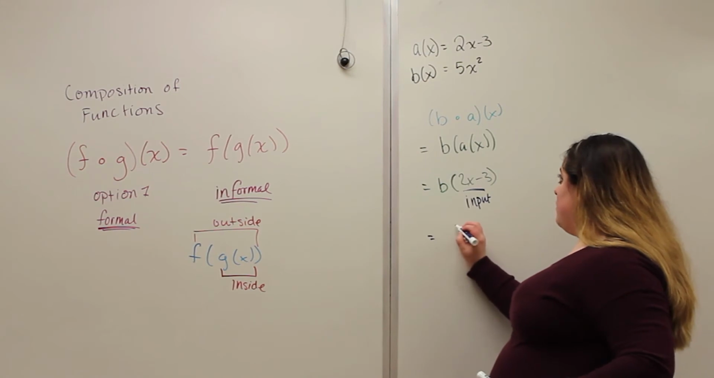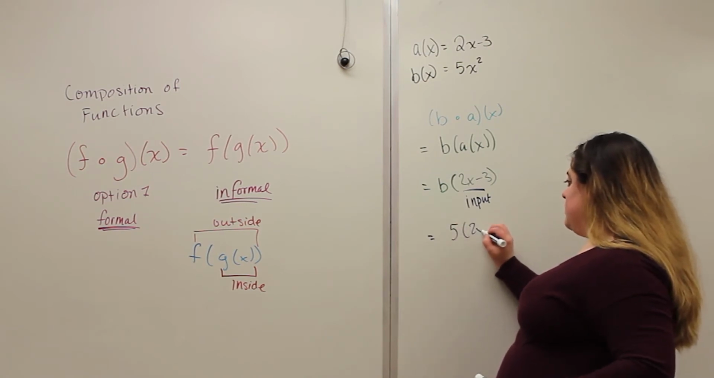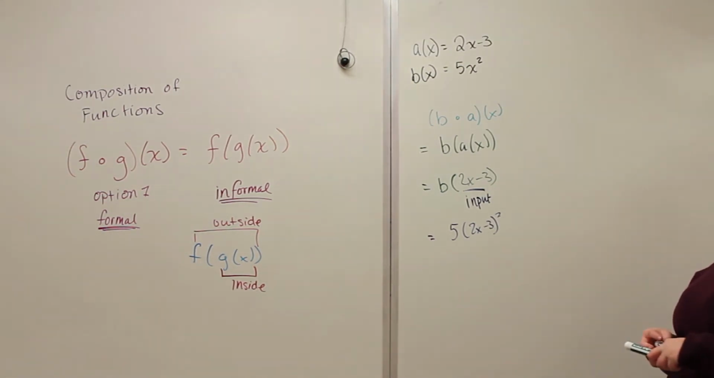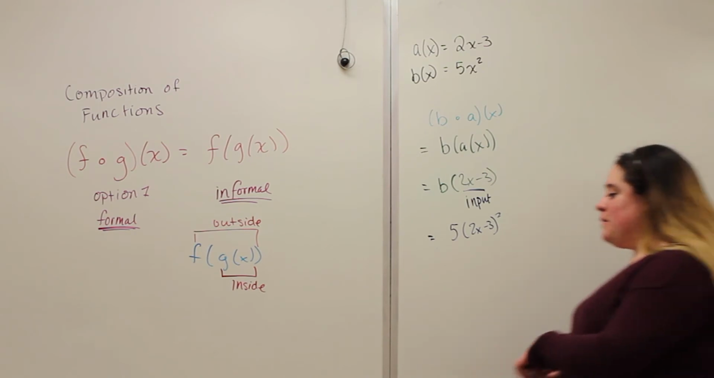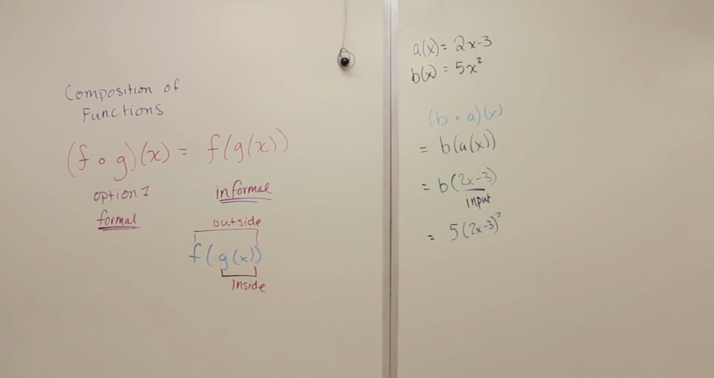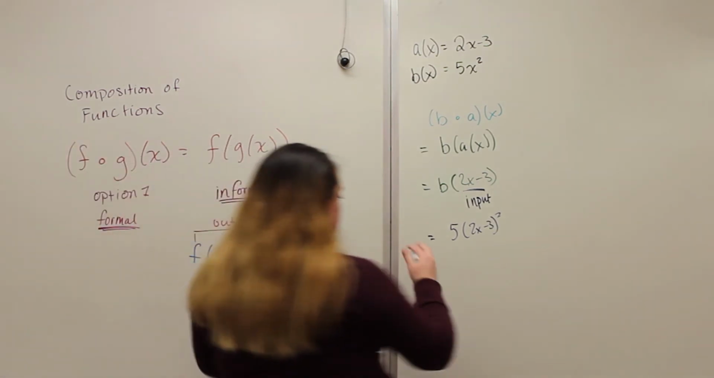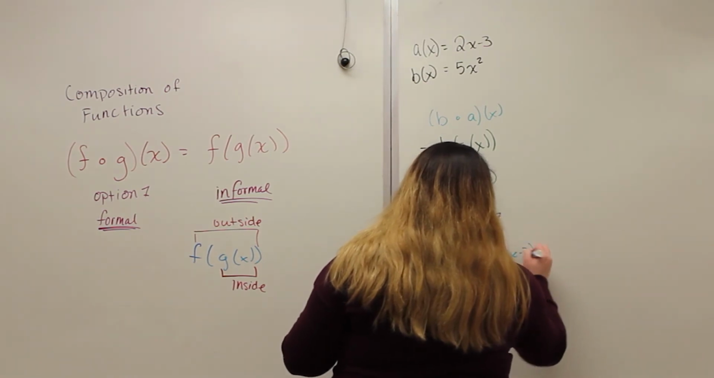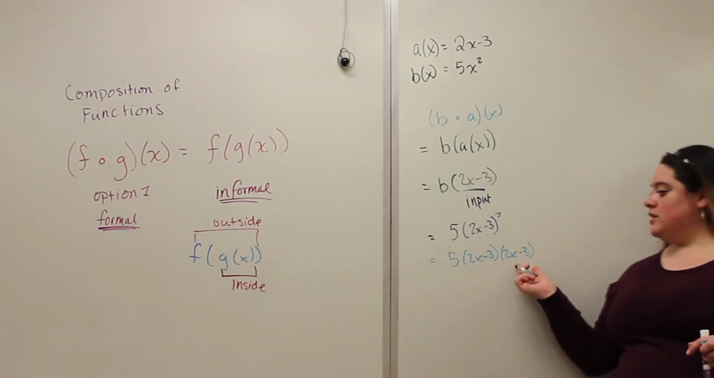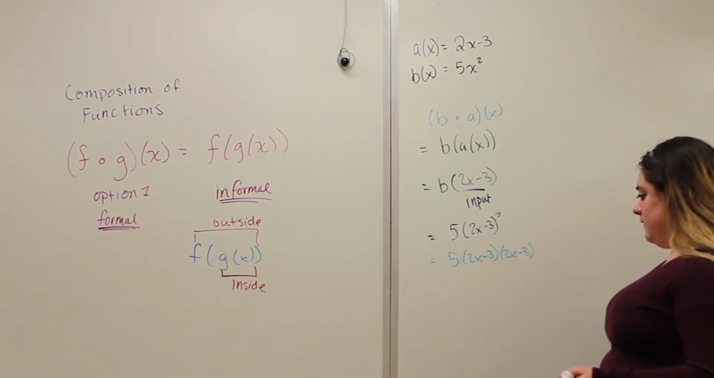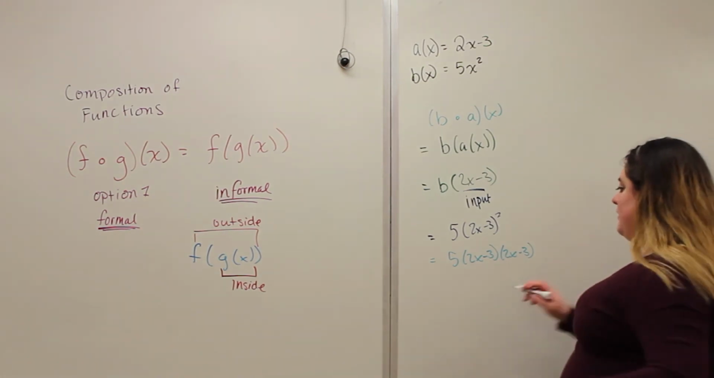So we end up with 5 times 2x minus 3 squared. Okay, we've seen this before, but let's do it one more time just so that we get that practice. When we have a binomial that has an exponent, that means there are two of them that are exactly the same. So we end up with 2x minus 3 times 2x minus 3. We'll worry about that 5 in a minute. We've done this before. Let's do it again.